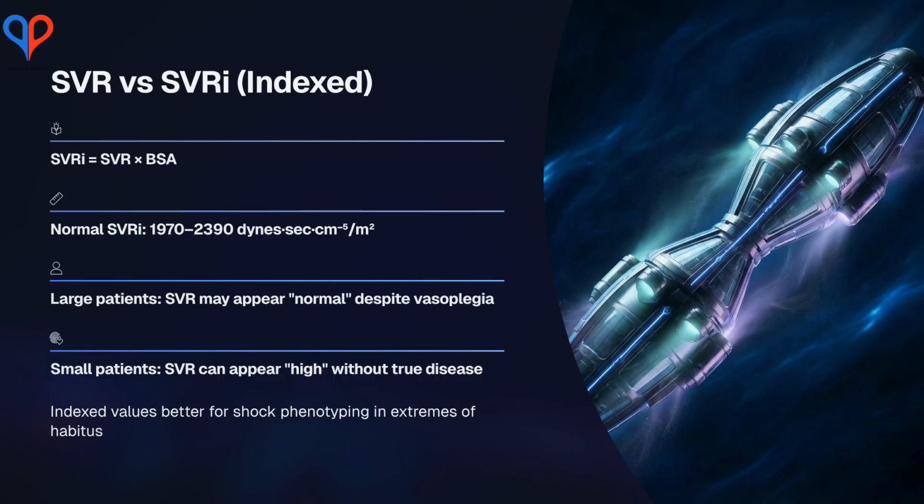Indexing SVR to body surface area, SVRi, better normalizes comparisons across patient sizes. In large or obese patients, a normal SVR may hide clinically important vasodilation. In small patients, a modestly elevated SVR may not reflect extreme vasoconstriction. SVRi values between roughly 1970 and 2390 dynes per second per cubic centimeter to the negative fifth power per square meter are typical. For shock classification and research level analysis, SVRi is often more informative than SVR alone.